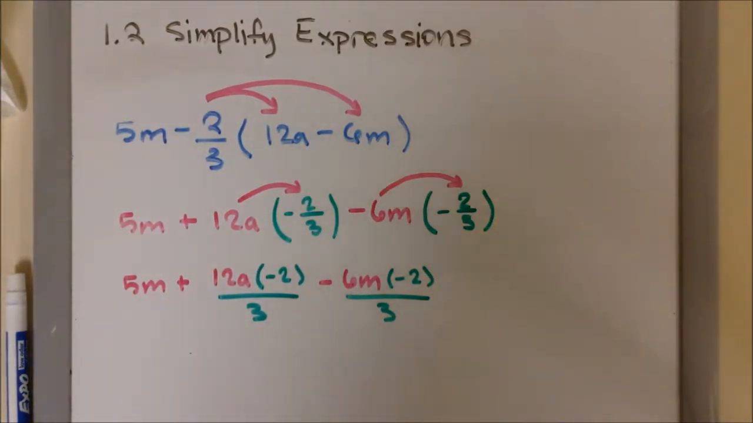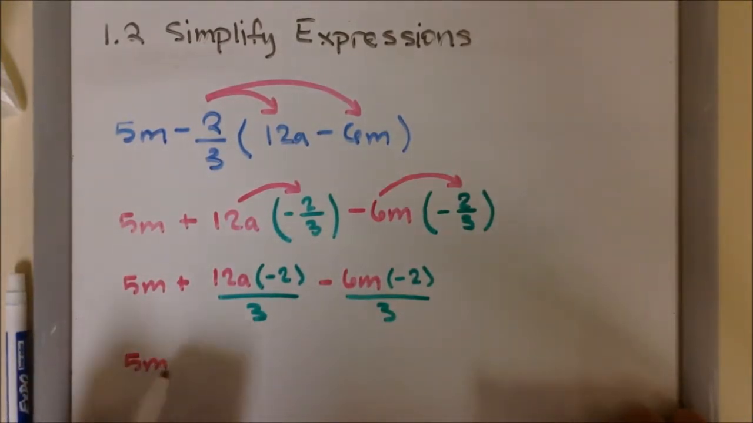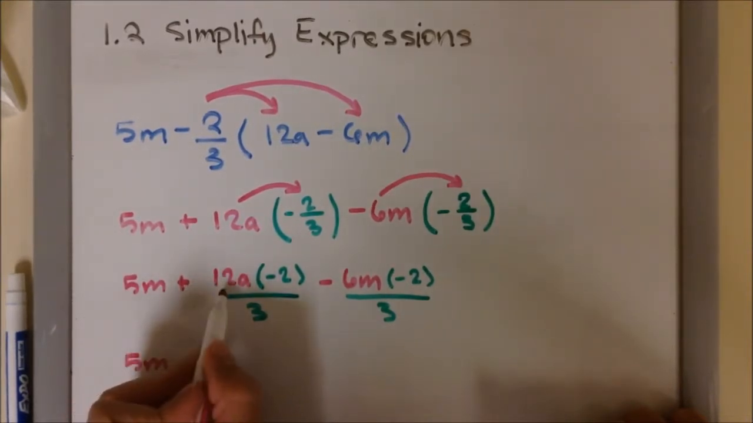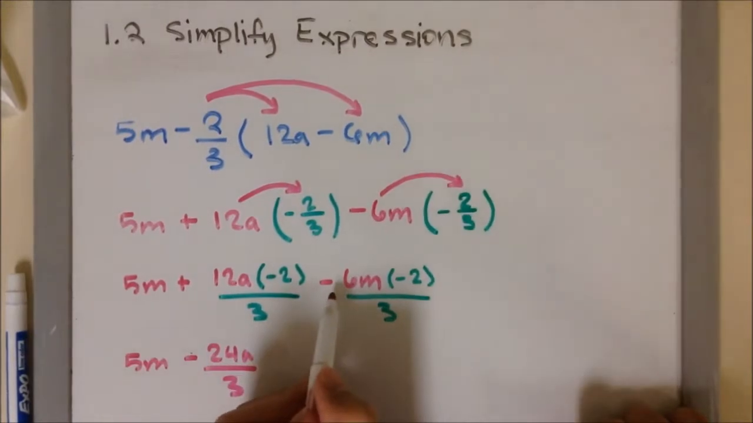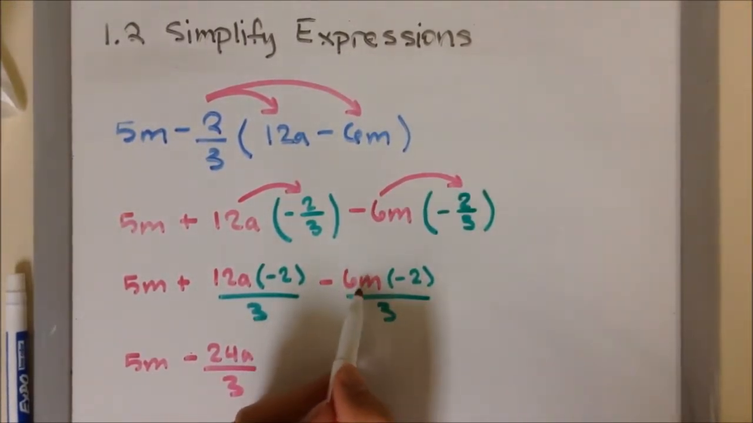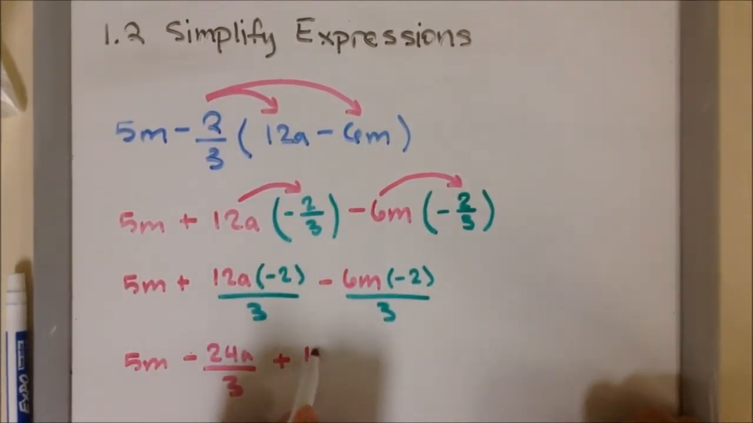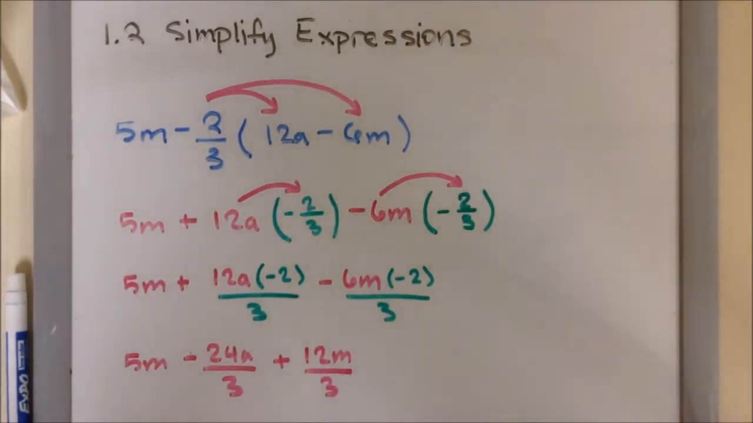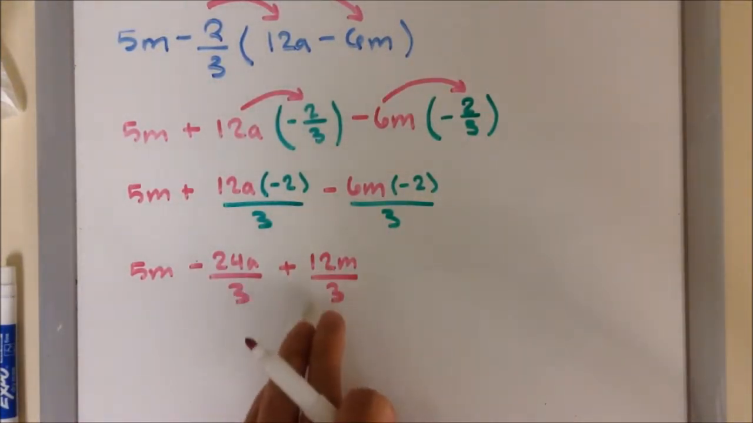Next, I'm going to simplify the fraction in the numerator because it's multiplying. So it's going to be 5m. Now, it's positive 12a times negative 2. That's going to become negative 24a, but I still have the denominator. Here, it's negative 6m, or minus 6m, times negative 2. Negative times negative, that's going to become positive 12m. And I still have the denominator. Alright, so we have 5m minus 24a over 3 plus 12m over 3.